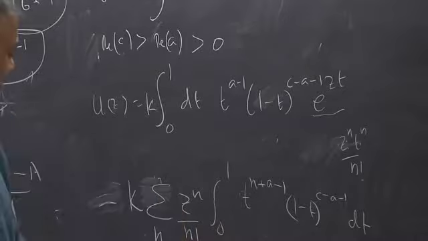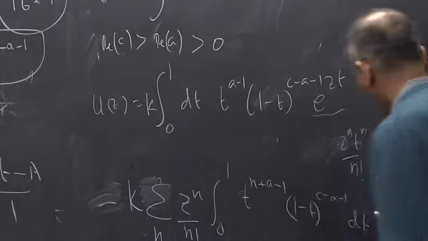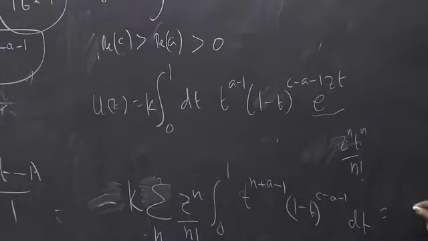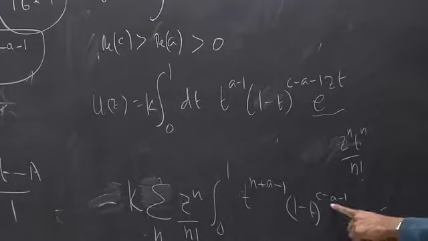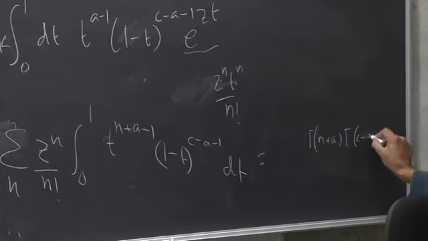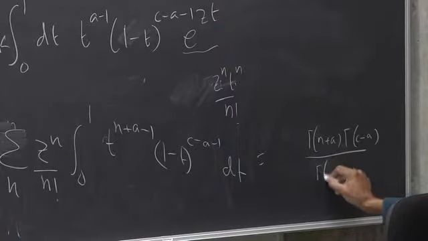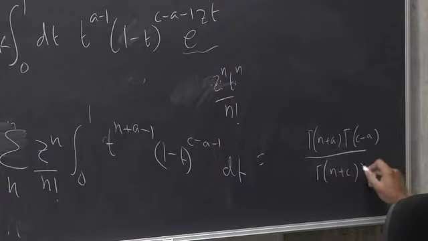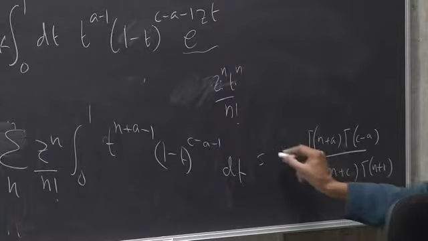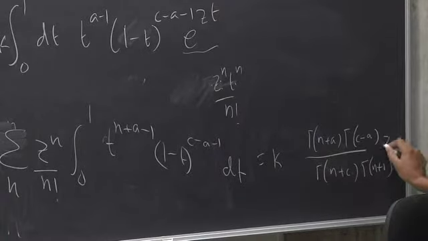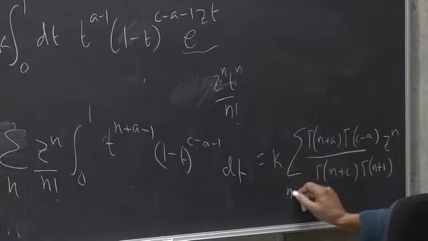This integral gives you gamma of n plus a, and this gives you gamma of c minus a, and then divided by gamma of the sum of the two, which is gamma of n plus c. And factorial n, of course, is gamma of n plus 1. So k times z to the n. This is the result.